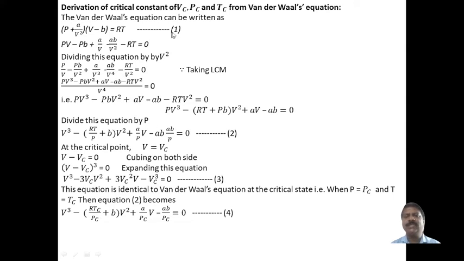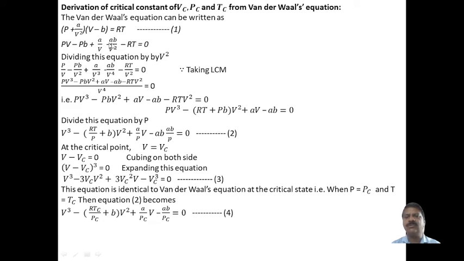The van der Waals equation can be written as (P + a/V²)(V - b) = RT. Call this equation number 1. Then you have to multiply one bracket by the other bracket. Therefore we get PV - Pb + a/V - ab/V² - RT = 0, where RT is taken to the left side.